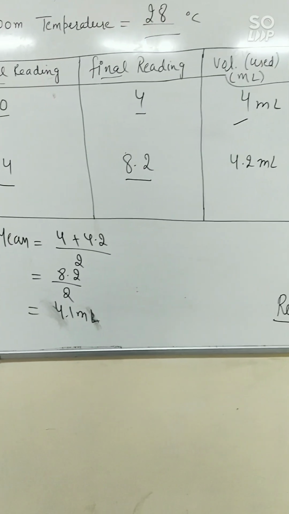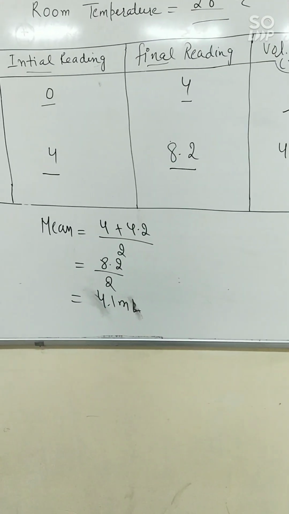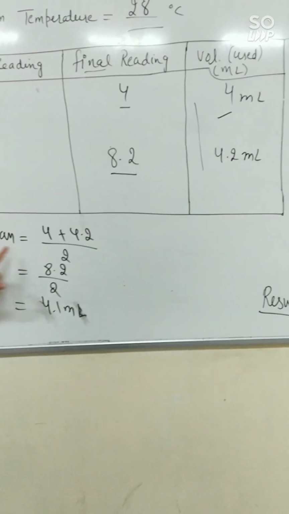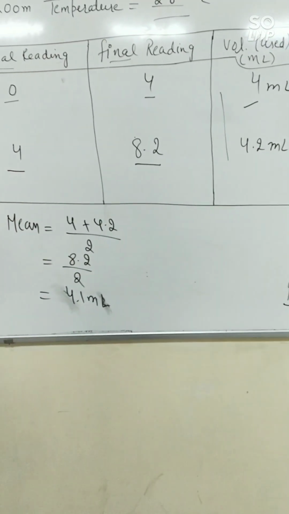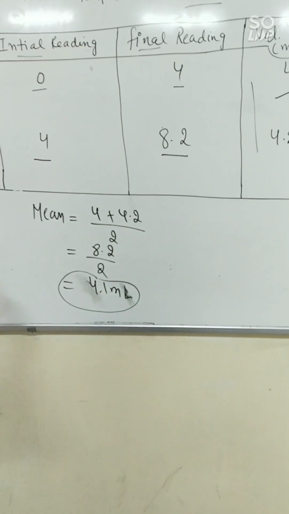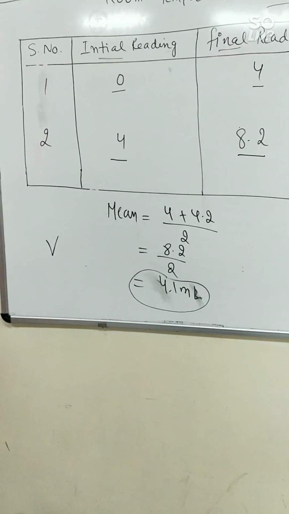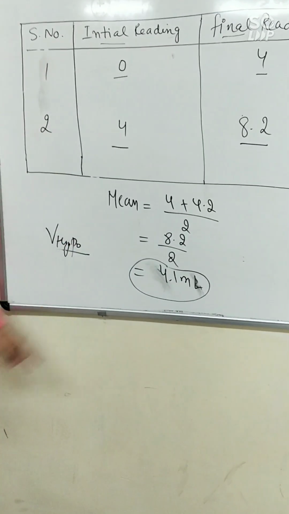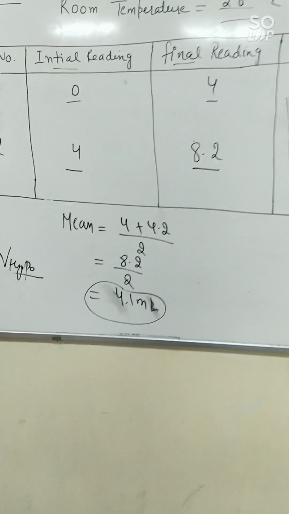Now we have to calculate the concordant reading. How will we calculate it? We have to take the mean of these 2 readings. So 4 plus 4.2 divided by 2 comes to 4.1 milliliters. This will be the volume of hypo solution used from the burette. This is the concordant reading of hypo solution.